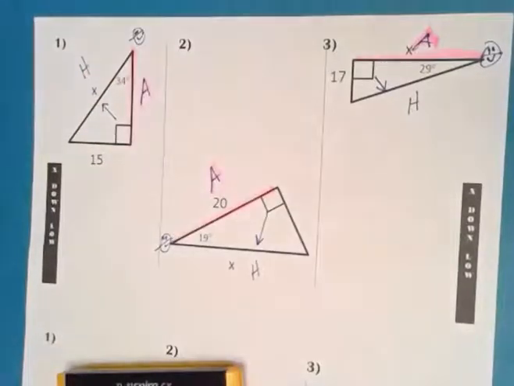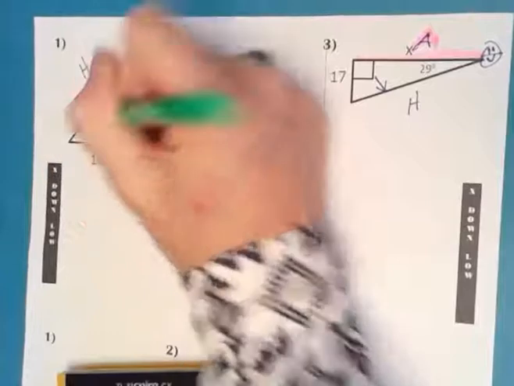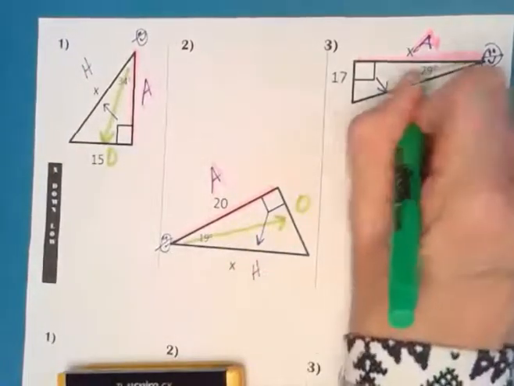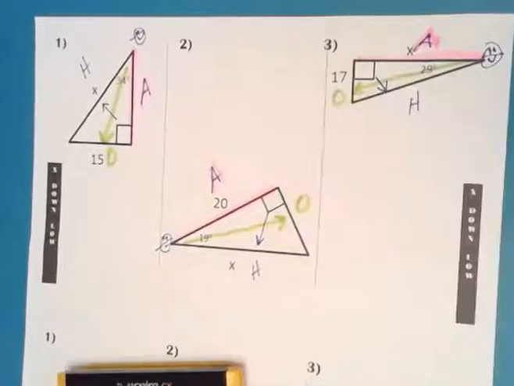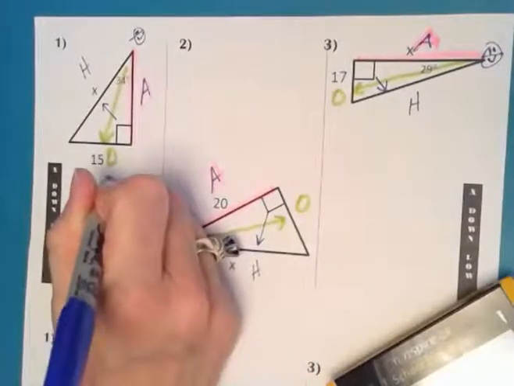That means the other side is the side that's completely across the triangle from theta. Come all the way across. Here's my opposite. All the way across, my opposite. All the way across, opposite. To set up an equation, we always start with an equal sign. We always put our theta in.